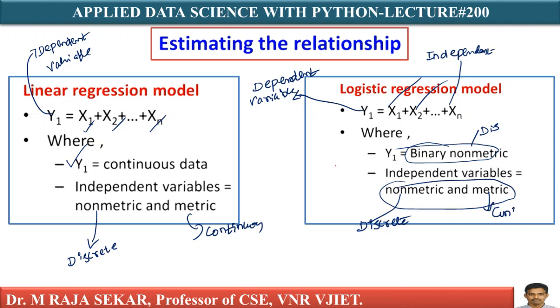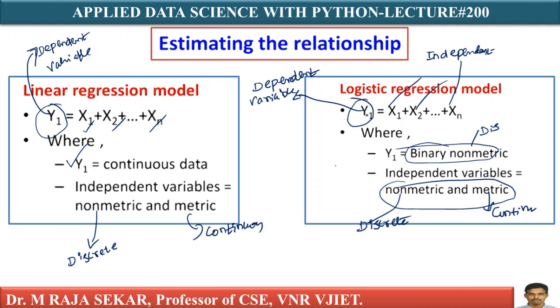If you carefully observe this difference between linear regression and logistic regression, there is only a difference in terms of the dependent variable. In linear regression, your dependent variable must be continuous, whereas in logistic regression, your dependent variable must be binary or non-metric. But in terms of independent variables, there is no difference.